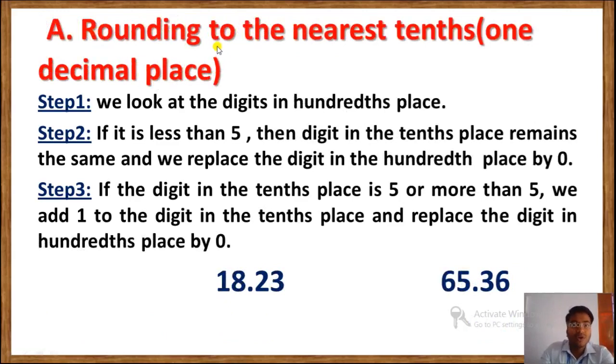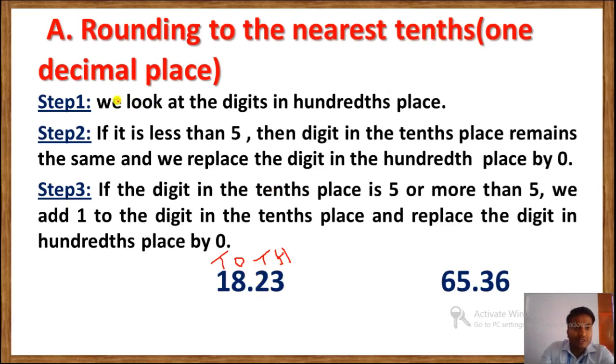Then we have rounding to the nearest 10th, which is also called 1 decimal place. Here we are talking about this one. This is 10th and this is 100th, and on this side we have ones, tens. Understood? So here we are talking about 1 decimal place, that means this one, or the 10th place, where you can see 2.